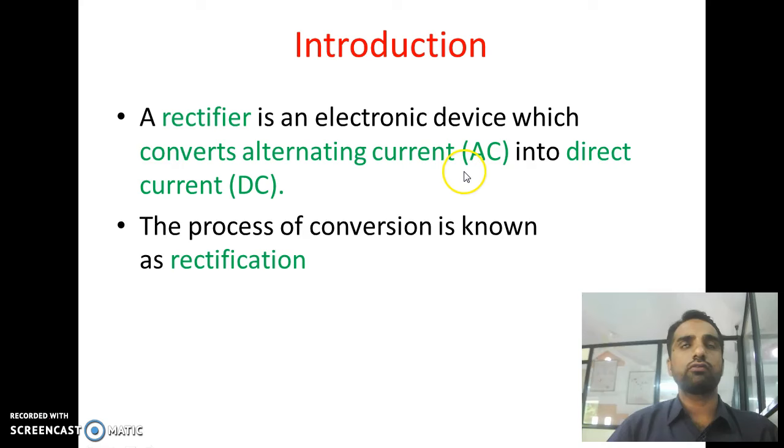Alternating current means a current whose magnitude continuously changes with respect to time and whose polarity changes alternately. And direct current means a current whose magnitude remains constant and polarity does not change. So the conversion of AC into DC is called rectification, and the device used for this process is called the rectifier.